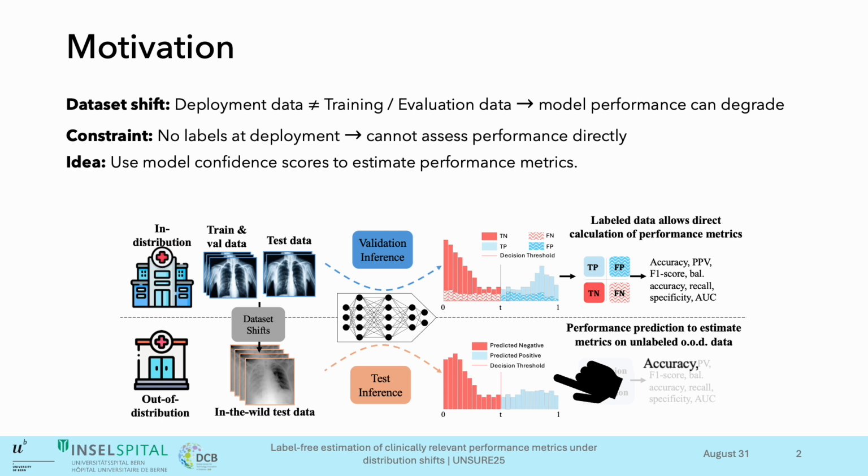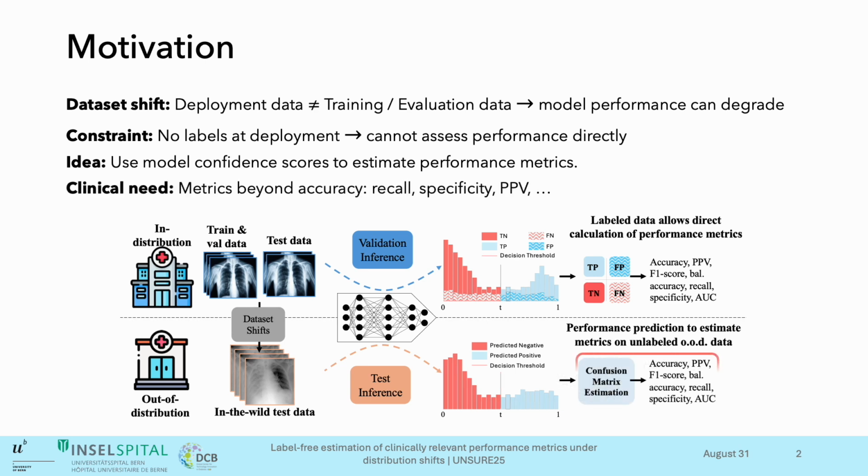Recent research has addressed this by estimating accuracy from model confidence scores. But in clinical practice, accuracy alone is not sufficient, and we are also interested in metrics like recall, F1 score, or balanced accuracy to better understand the model's performance. That is why, in this work, our aim is to estimate the entire confusion matrix from confidence scores, and from there we are going to derive any clinically relevant counting metric.